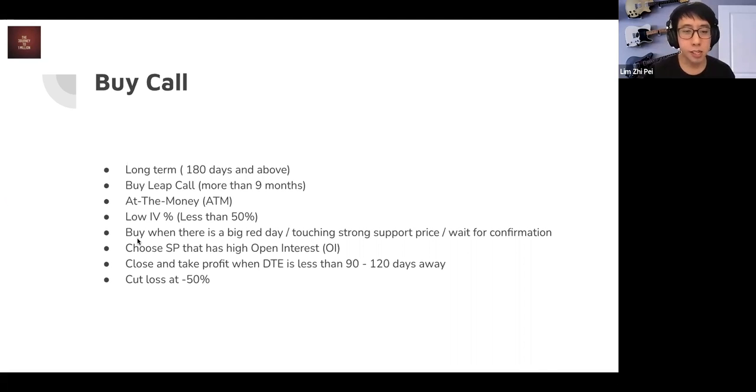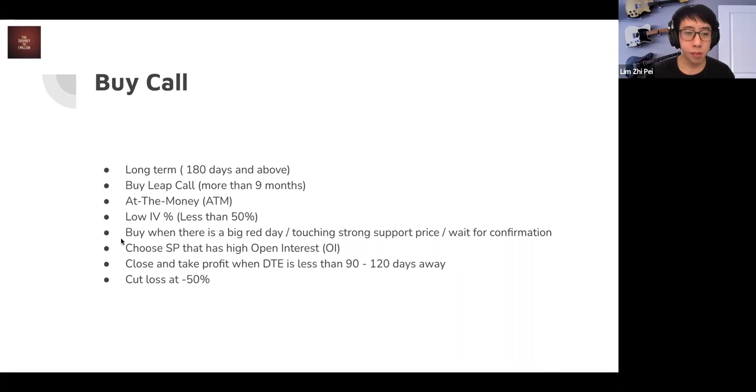And then the next one is buy when there's a big green day or touching a strong support price. Or if you are conservative, then it's best to wait for a confirmation. This is with regards to technical analysis.